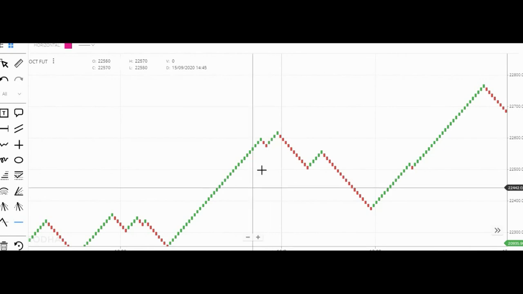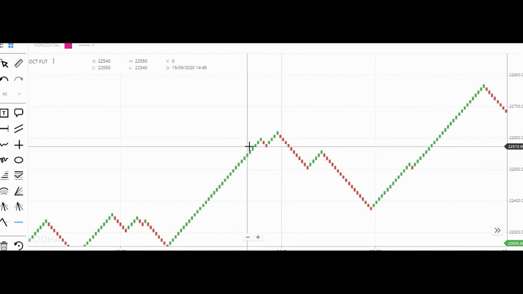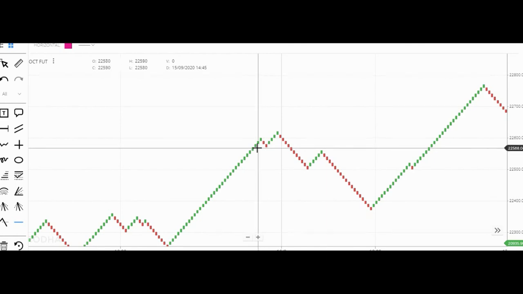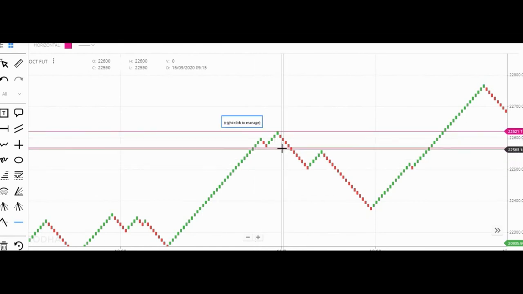Yes, here M pattern formed. Okay, this is the neckline and this is the stop loss. We have to take the entry one brick after the neckline.